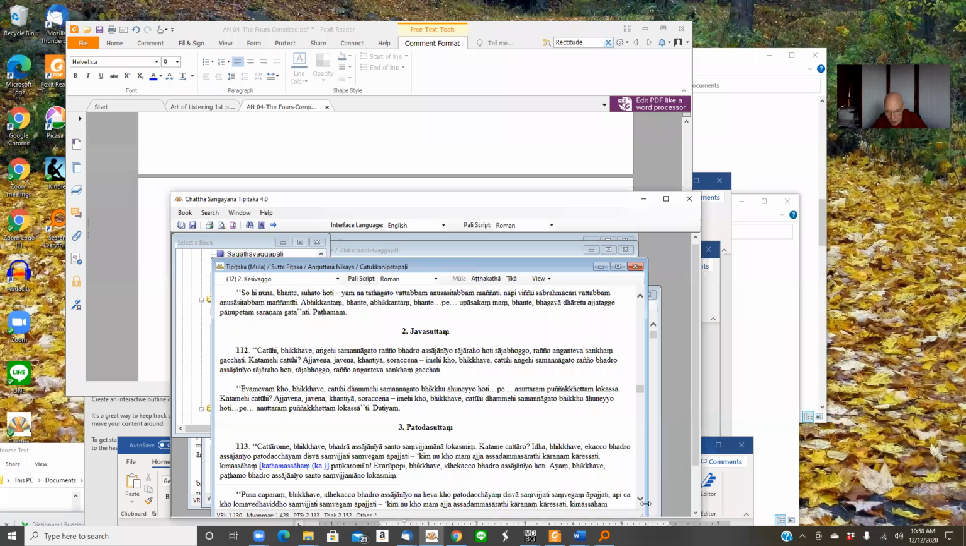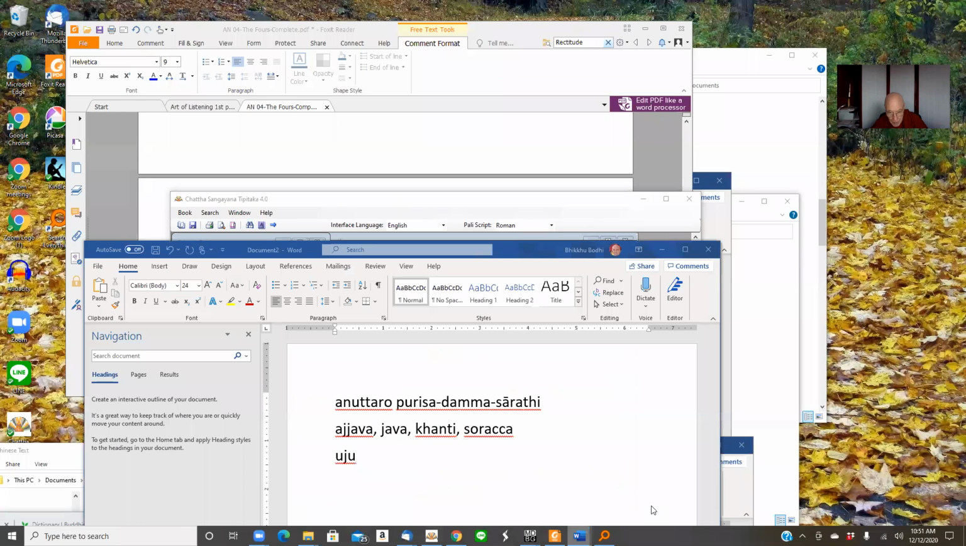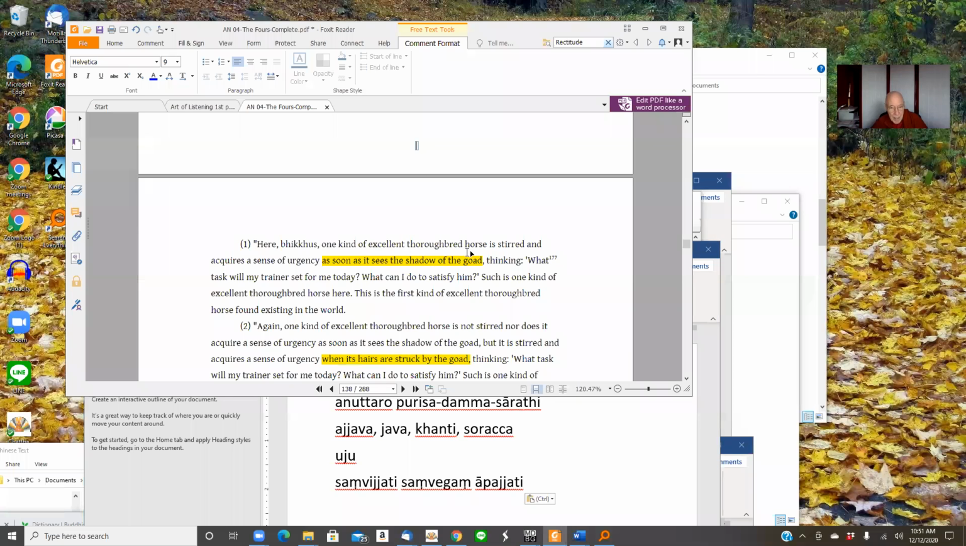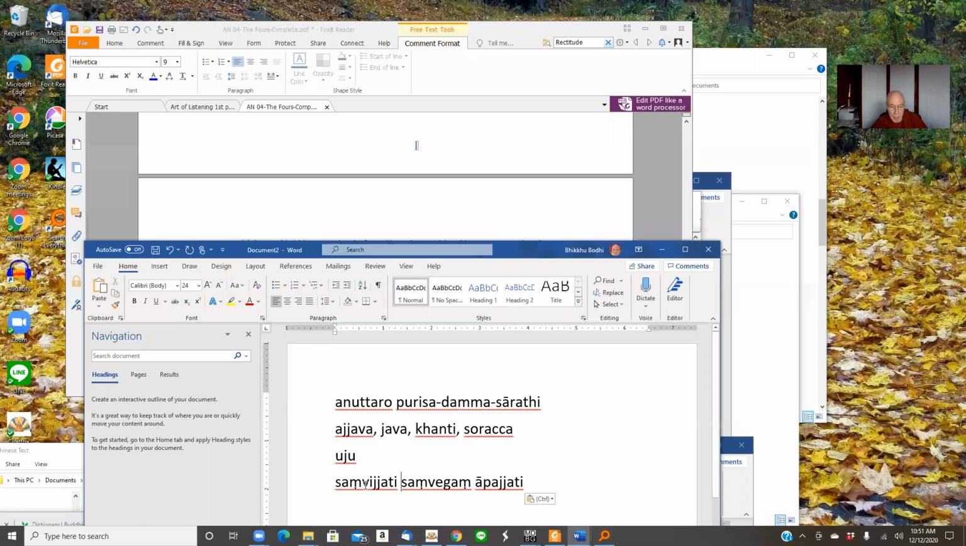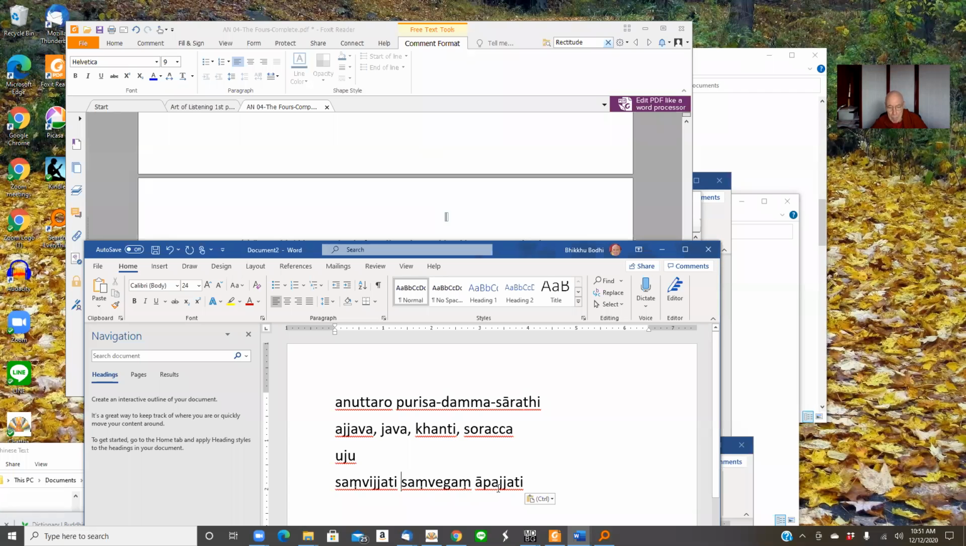I want to get the key expression here, the key words. So what's being rendered as being stirred is the verb samvijati, and then acquiring a sense of urgency is samvegam apajjati. Samvega is the noun which is derived from this verb.